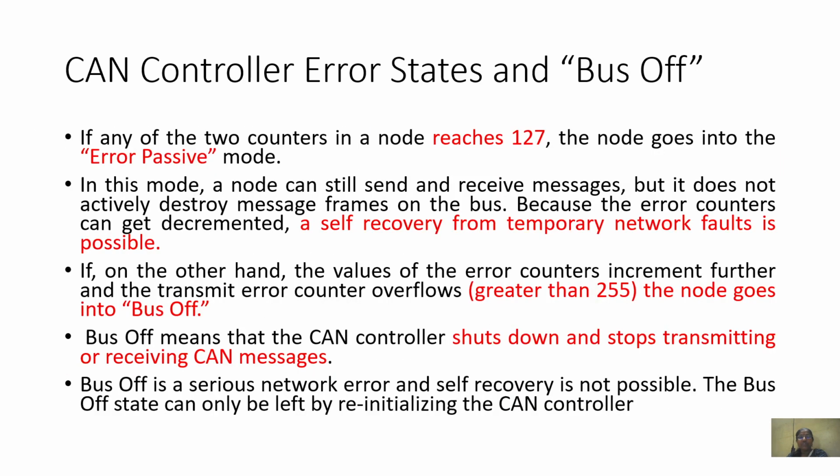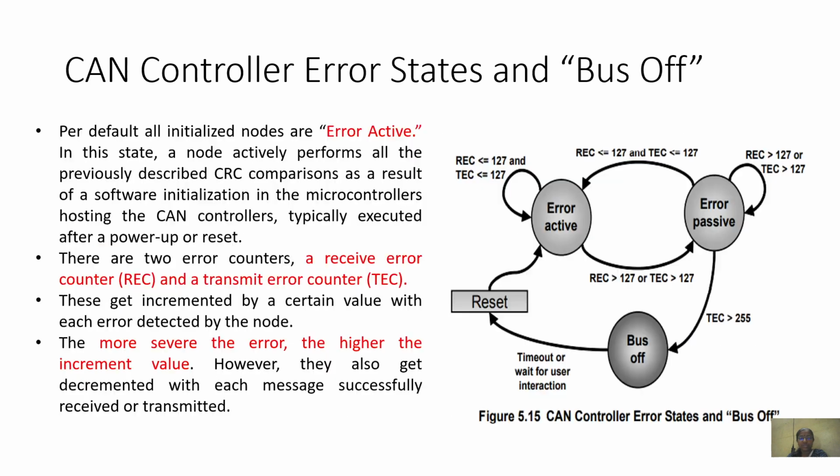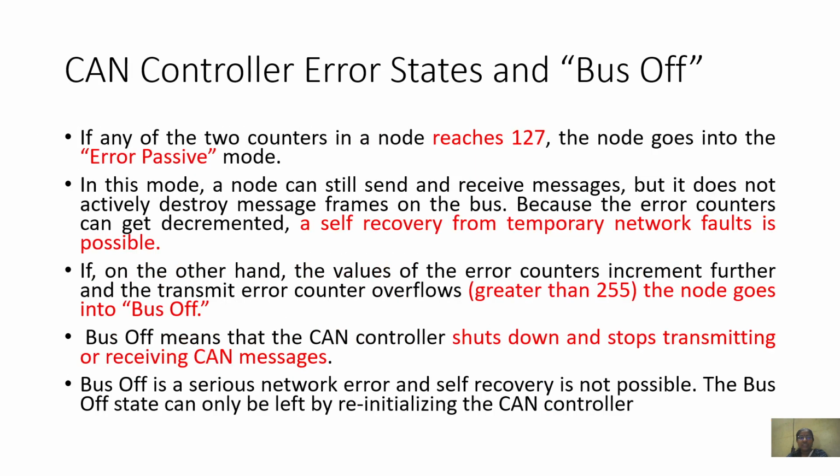If either of the two counters in a node reaches 127, the node goes into error passive mode. So instead of error active, if it goes beyond 127, it will go to error passive mode. In this case, a node can still send and receive messages, but it does not actively destroy message frames on the bus. Because error counters can get decremented, a self-recovery from temporary network faults is possible.